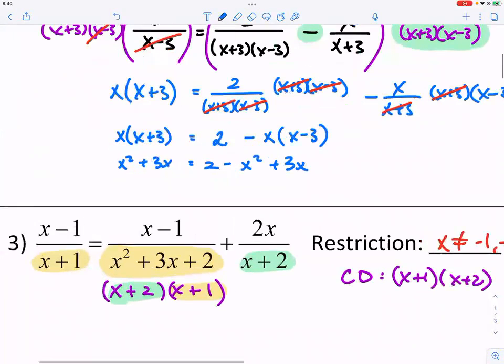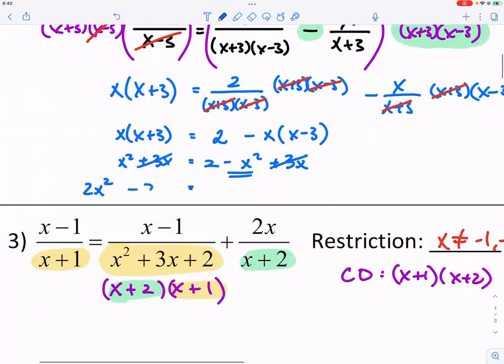Okay, so I'm going to move everything to the left. So I'm going to add x squared on both sides. So we have 2x squared. And then we're going to minus 3x on both sides, so they will be gone. And then we're going to have a minus 2, and it would equal to 0. Okay, so take a moment. Make sure that you can see how I am manipulating the terms.